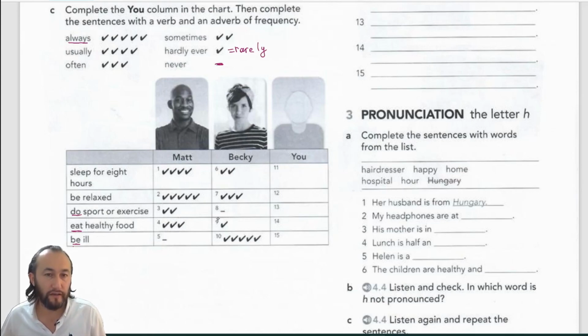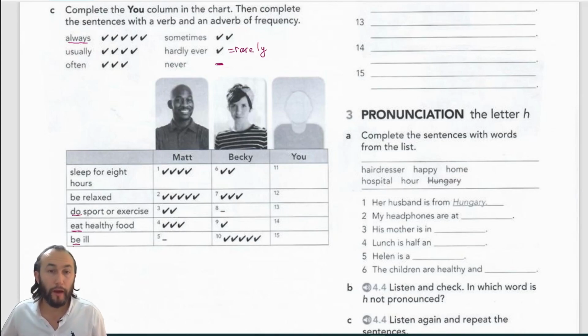Number 9 is hardly ever. 1 tick. So she hardly ever eats healthy food. And number 10 is always. So Becky is always ill. Oh, sorry to hear that, all the time. I mean, this is not a good lifestyle. But that's how it is. So Becky is always ill.